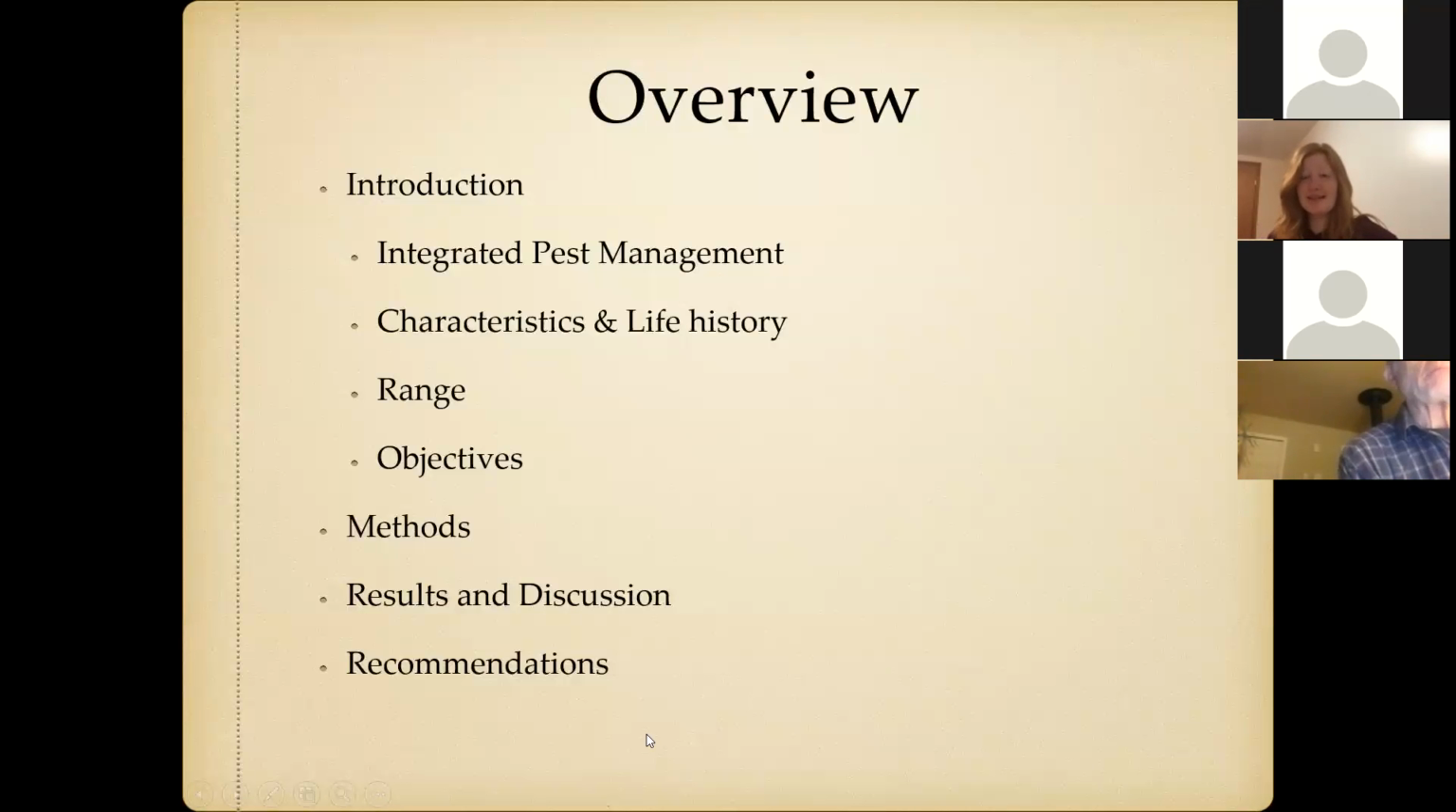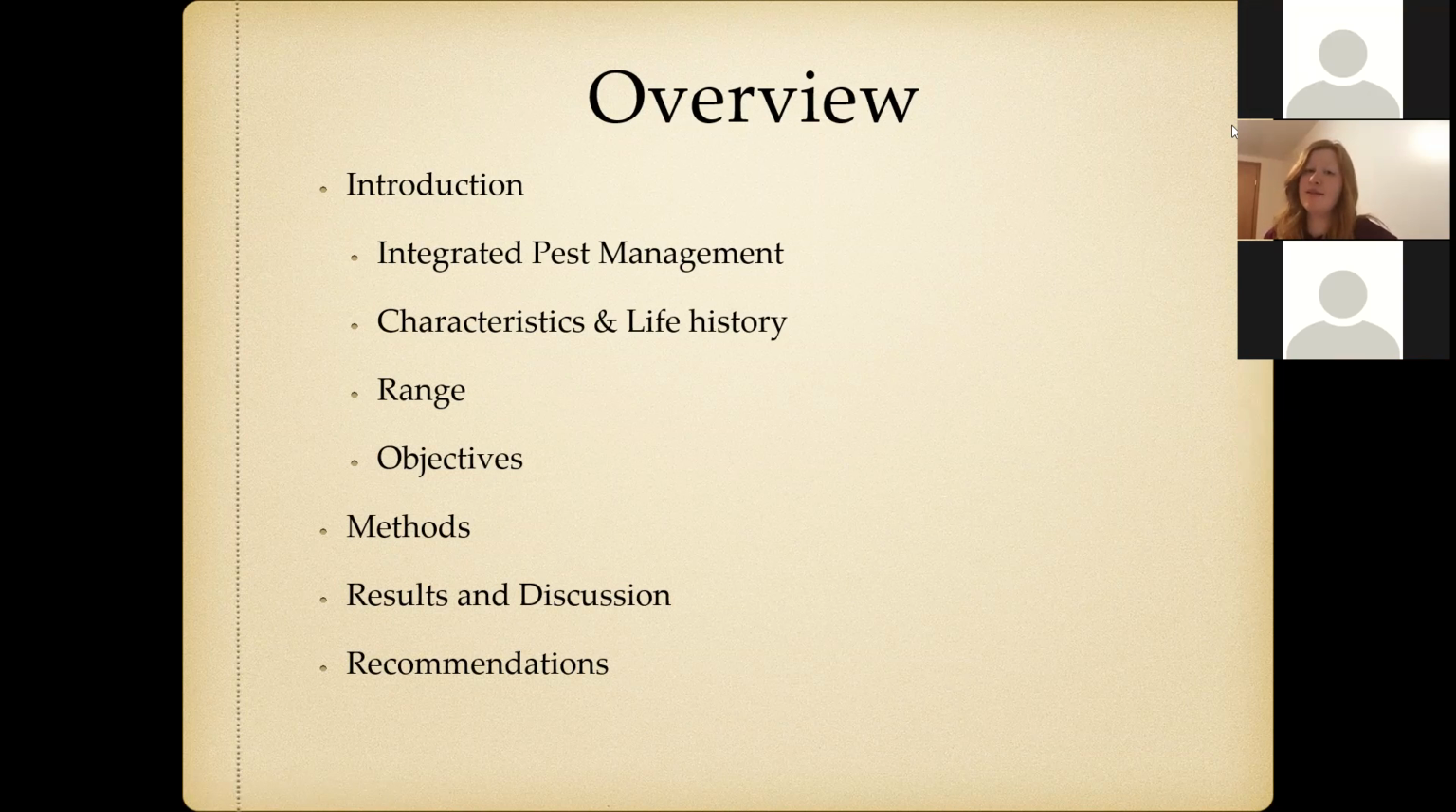So, grasslands overview. Briefly, I'm going to be doing just an introduction, and that's going to include integrated pest management, the characteristics and life history, and the range of Ventenata dubia, as well as the objectives of my meta-analysis, the methods, the results and discussion, as well as the recommendations I had.